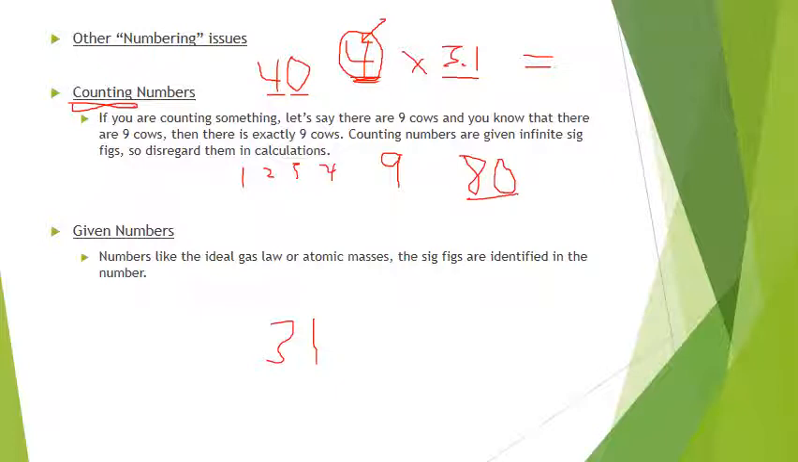Given numbers, like we're going to be talking a little bit about the ideal gas law, where we use the universal gas constant and atomic masses. You will be given certain numbers, like, I don't know, the atomic mass for carbon, I think is 12.060 or something like that. This tells you it has 5 numbers, and you would count them all. Okay.